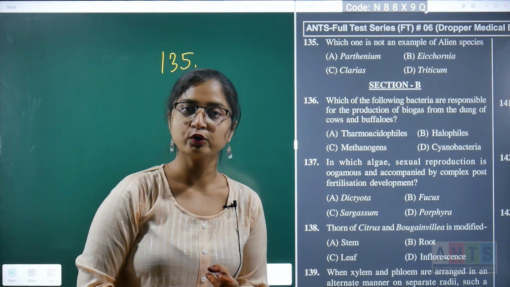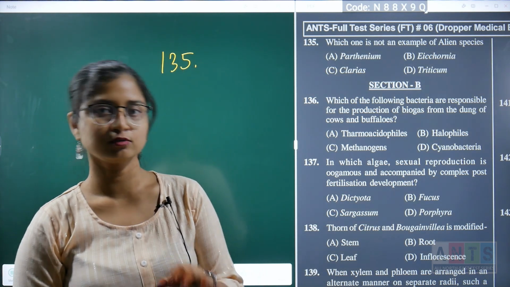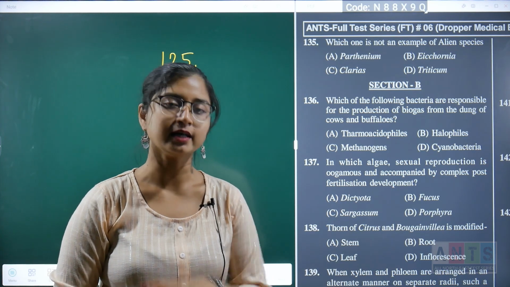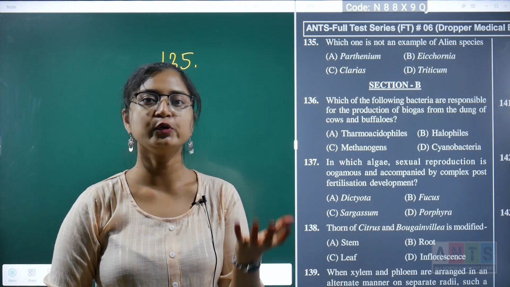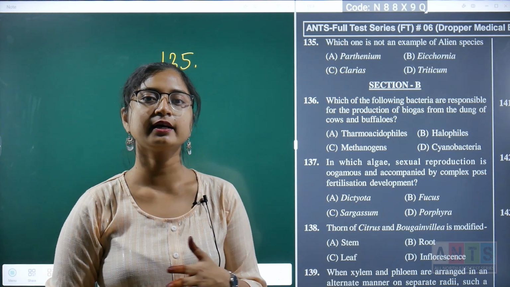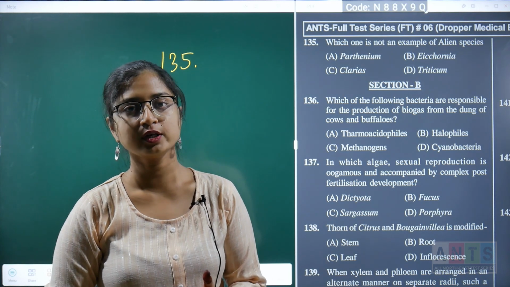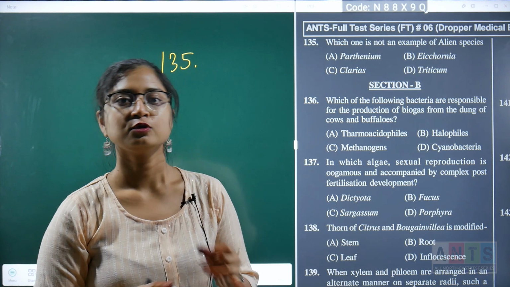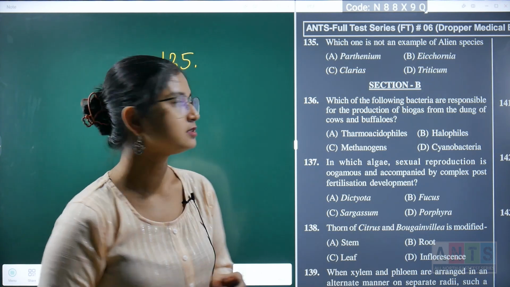Eichhornia, commonly known as water hyacinth. Again, water hyacinth is not naturally found in India. They introduced water hyacinth in the aquatic ecosystems because of its beautiful leaves and flowers. But what was observed was that Eichhornia can very rapidly grow in water bodies, eventually suffocating the living aquatic ecosystem. So again, Eichhornia is an invasive species.